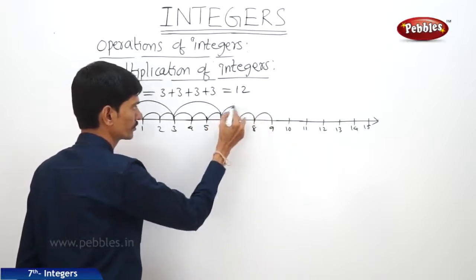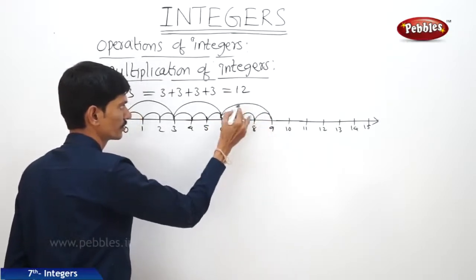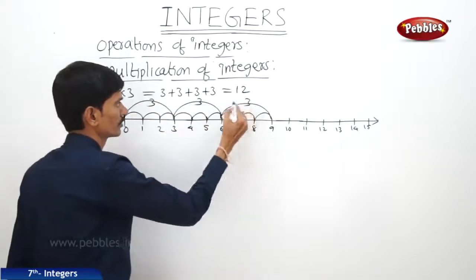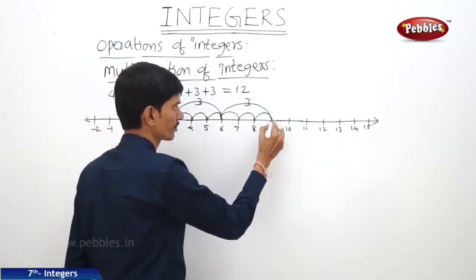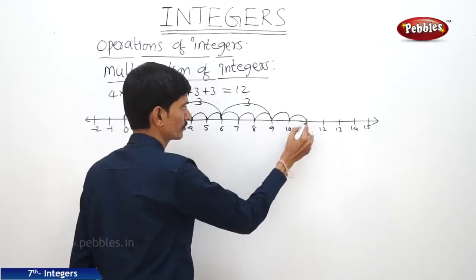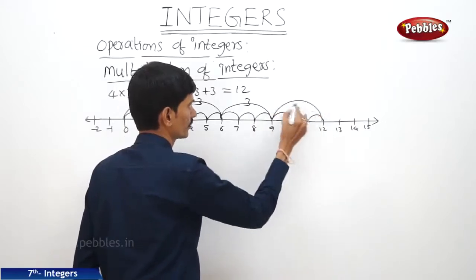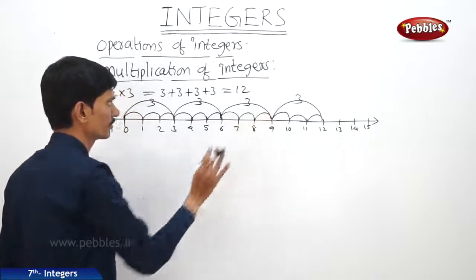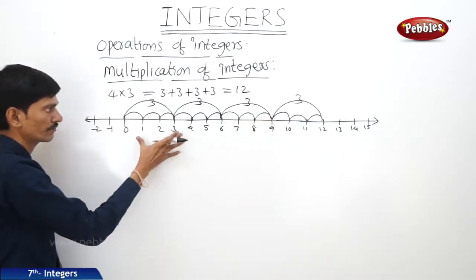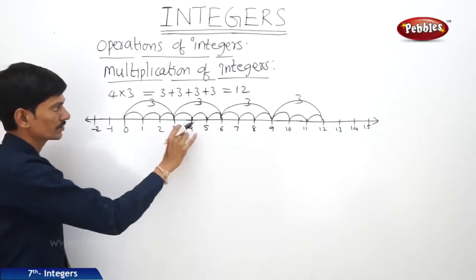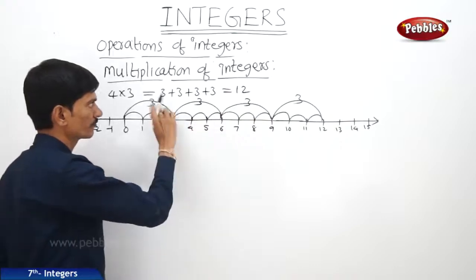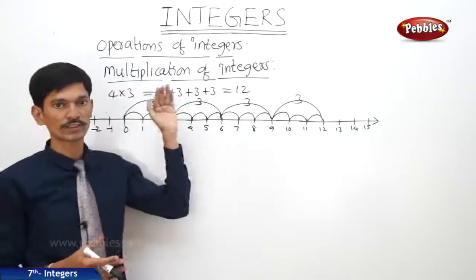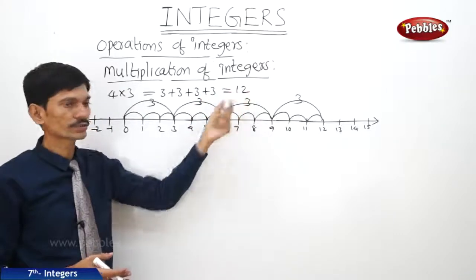Then again 1, 2, 3. So this is the third jump of 3 steps. Again the next, fourth jump of 3 steps, 1, 2, 3. So this is also 3. So 4 into 3 equals 12. There are 4 jumps of 3 steps each time. So we get 4 threes are 12. Now when you multiply two positive integers, the product is also a positive integer.